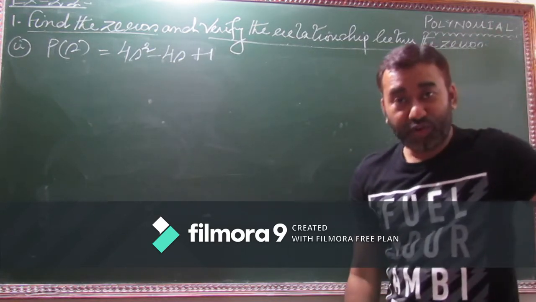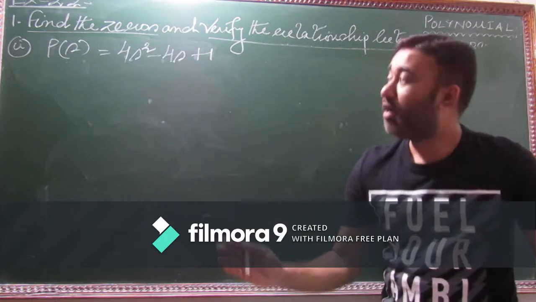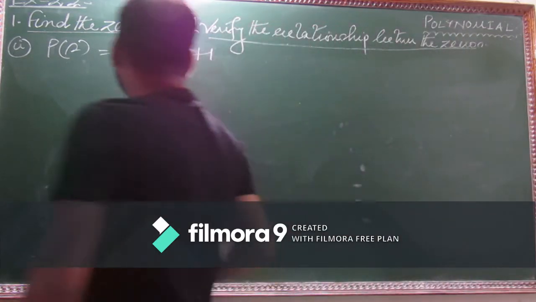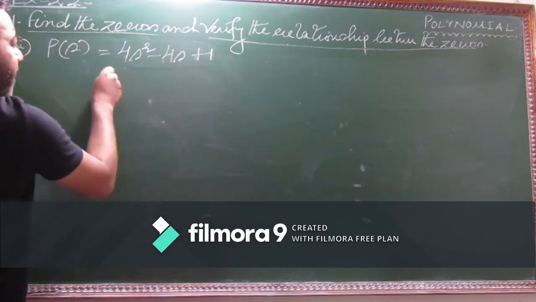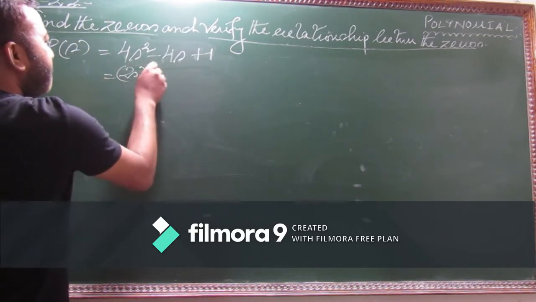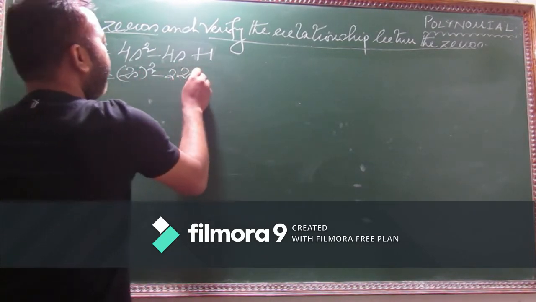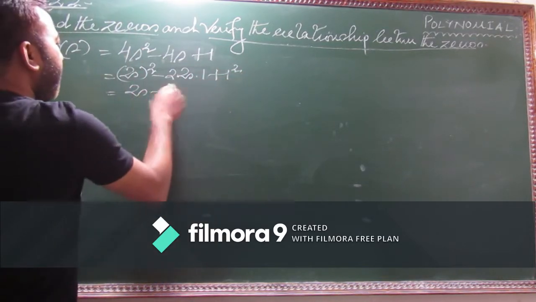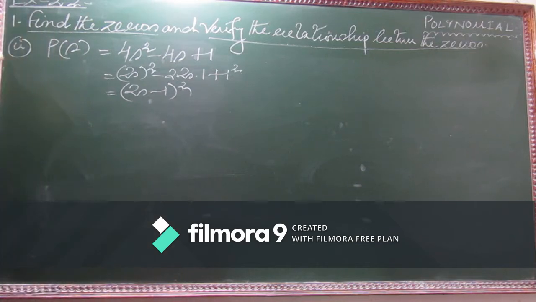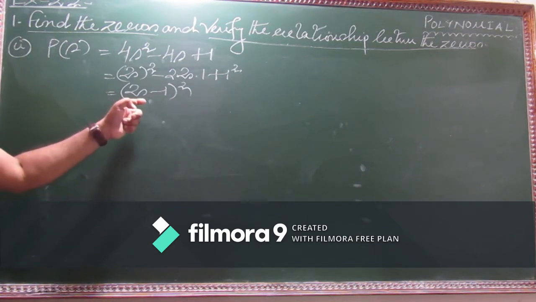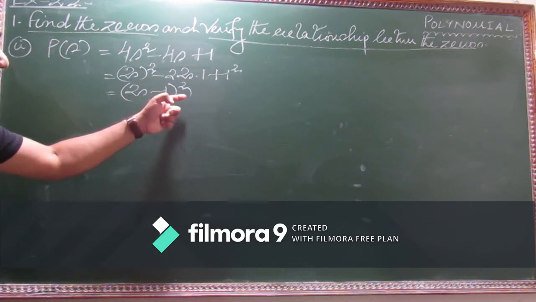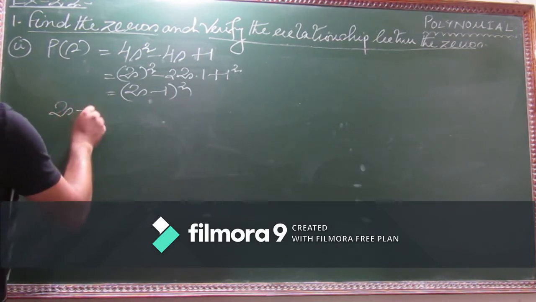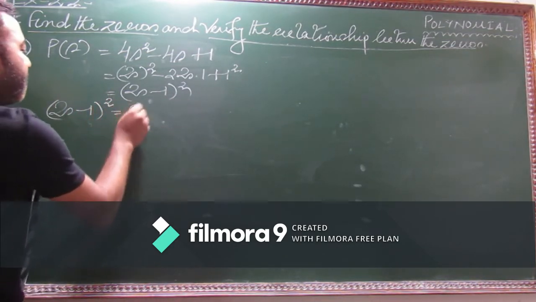In my first question I told you that if I need to find the zeros, then I have to go for factorization. So I am going to start the factorization. This is the second identity because this is a square number: minus 2 into twice s into 1 plus 1 square. So this is twice s minus 1 whole square. Is this done? This is done. If I need to find its zeros, what do I have to write? Twice s minus 1 whole square is equal to 0.